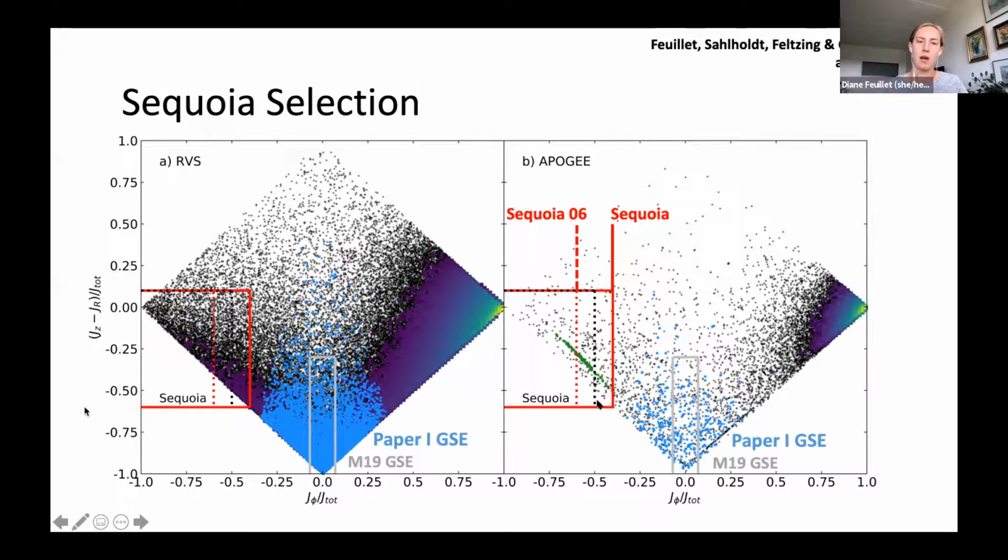And initially we found that there appeared to be quite a bit of contamination in that space. So then we also chose to test a more conservative selection. So we call these two the Sequoia 06 and the Sequoia Selection. And I'll be showing chemical abundances using both of those selections.